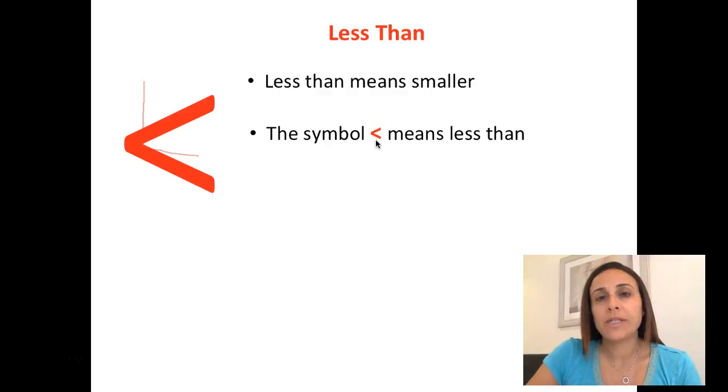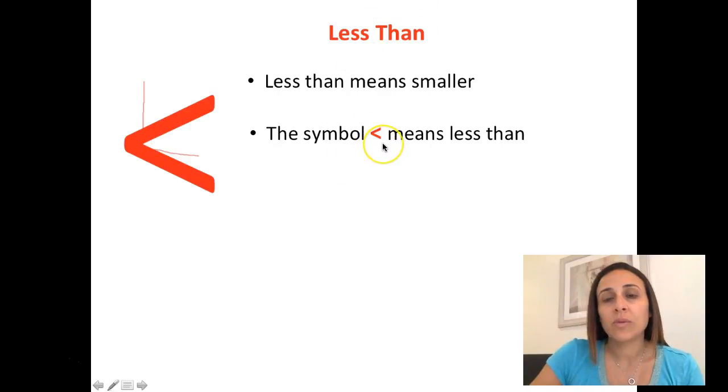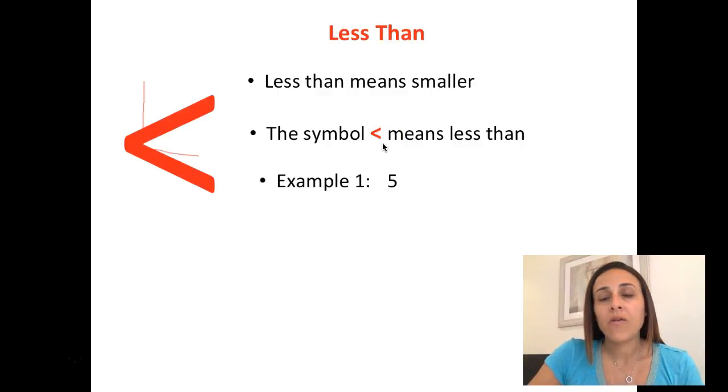Boys and girls, let me tell you something. Mathematicians, they are very, very lazy and they like to replace words with symbols. So instead of writing less than, they just include this symbol which represents those words. For example, 5 is less than 13.